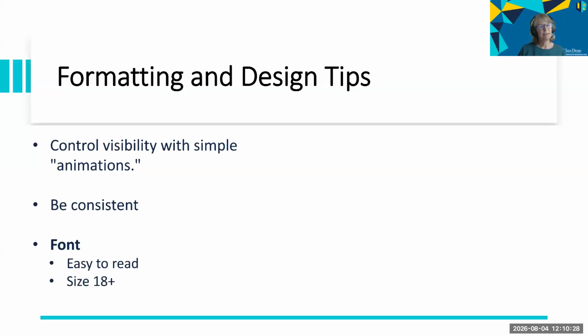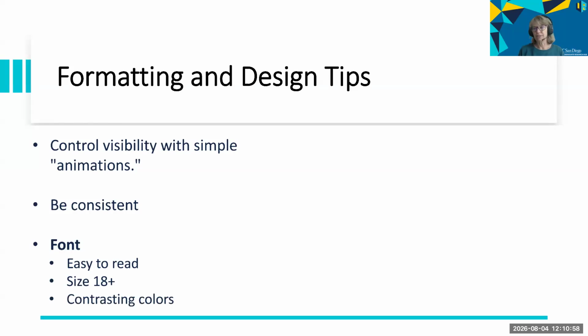Next one. Usually size 18 plus point is what you'll want to go for. The rooms are kind of moderately sized, so it's not like you'll be in a gigantic lecture hall designed for 300 people, but it's also not like you're just going to be right next to the audience members. So you want it to be big enough that it's easy for people to read regardless of where they're sitting in the room.